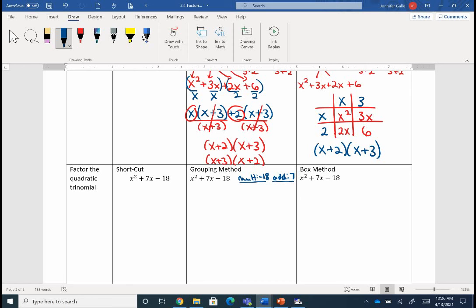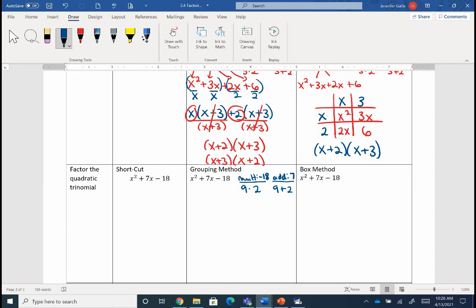9. 9 and? Multiplying, 9 and 2, right? Okay. So 9 and 2. But now when I add 9 and 2, I need to get 7. One of them has to be negative, so which one's going to be negative? When I add, I get positive 7.